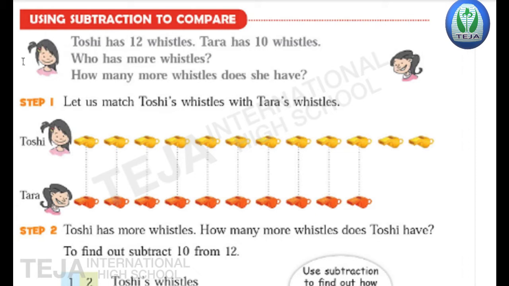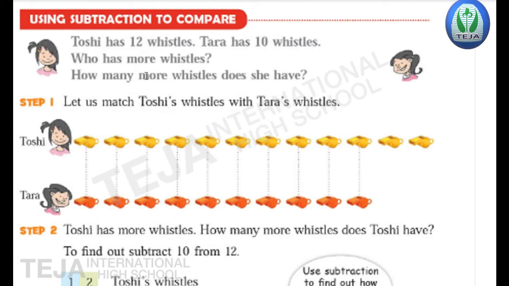Here, she is Toshi, look at the screen, and she is Tara. Now, Toshi is having a total of 12 whistles, whereas Tara is having 10 whistles. Now, who is having more whistles, children? Toshi is 12 and Tara is 10. So, which number is bigger here? 12 is bigger. So, Toshi is having more whistles than Tara.